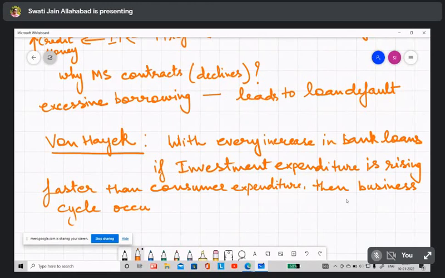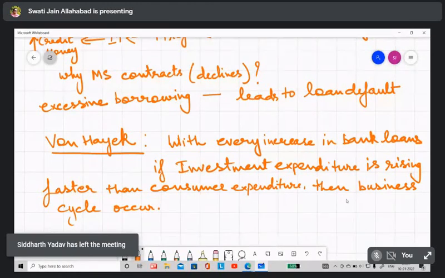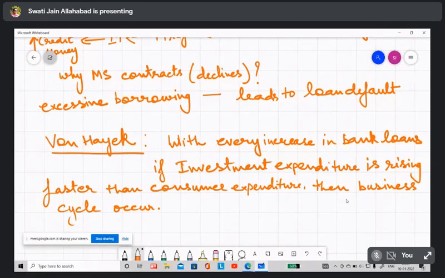So according to von Hayek, it is not the increase in money supply per se, but if the increase in money supply results in higher investment expenditure in the economy, more than the consumer expenditure. It is not only the money which is invested to produce consumer goods, more textiles, more electronics, more furniture, higher level of food products, not only this type of investment, but when capital goods production is rising.